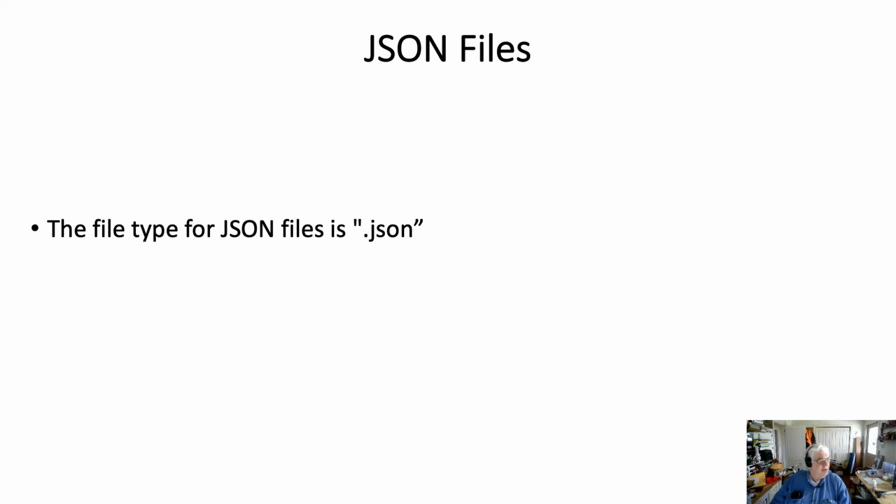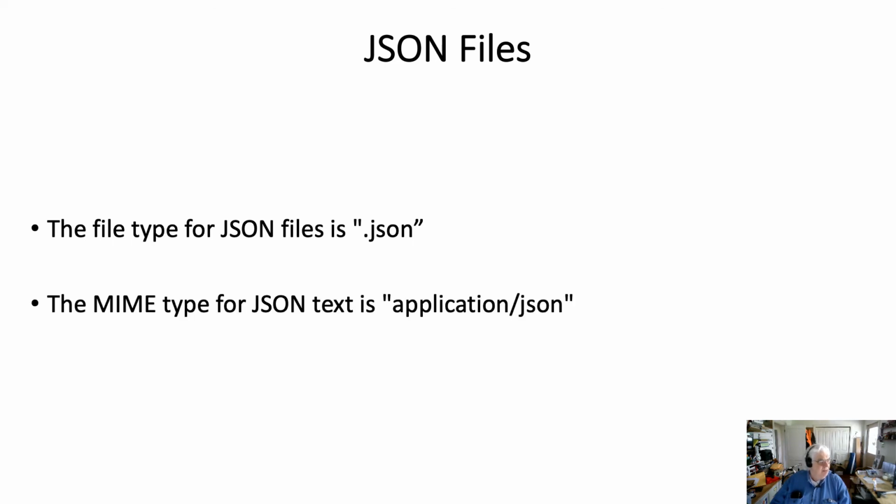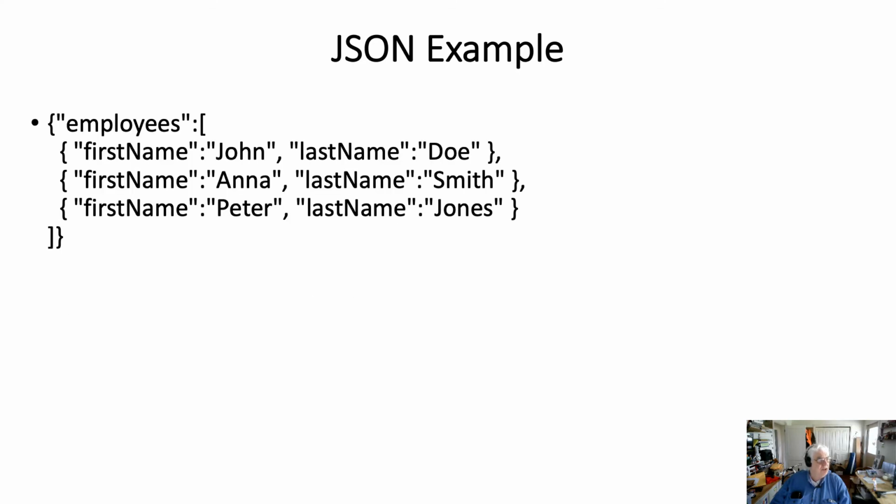JSON files have a file type called JSON so that operating systems understand what's inside the file. The MIME type of JSON is application/json. Here's an example of JSON: you have employees, and then an array of employees, with first name John, last name Doe, first name Anna, last name Smith, and so forth. The difference between the curly brace and the square bracket tells you when you get to an array.